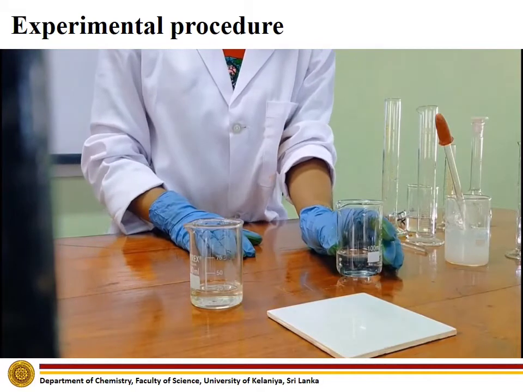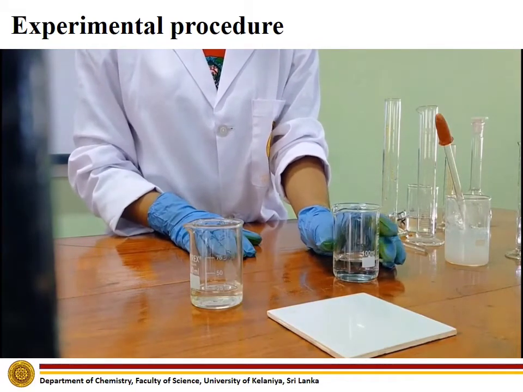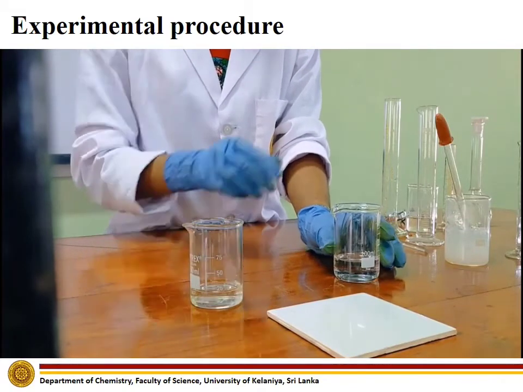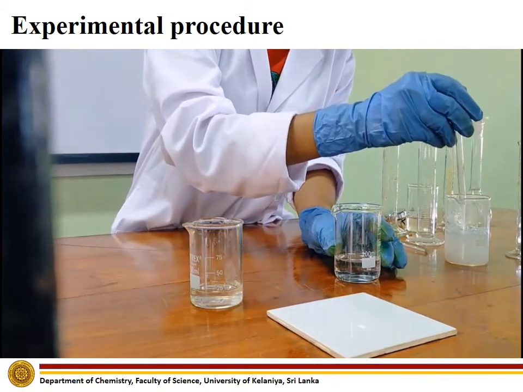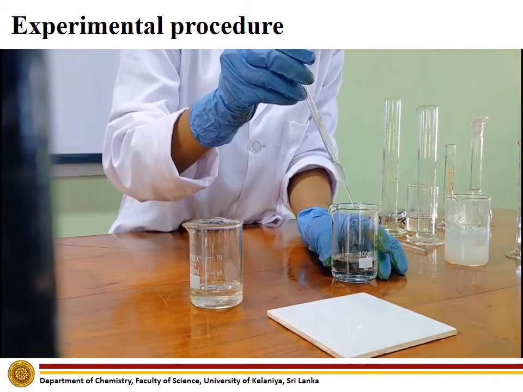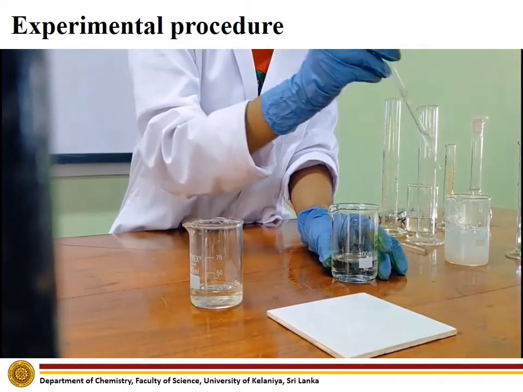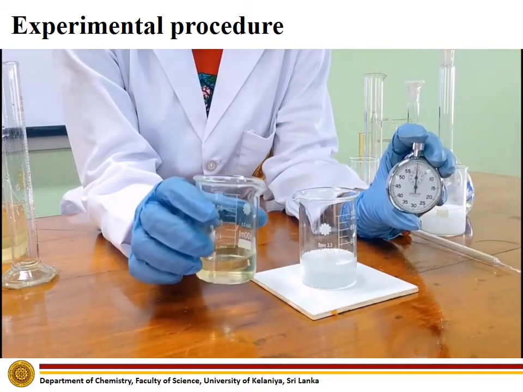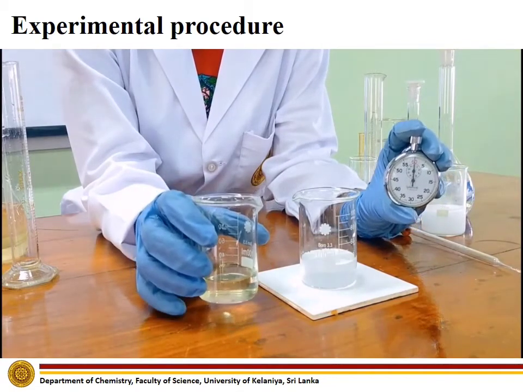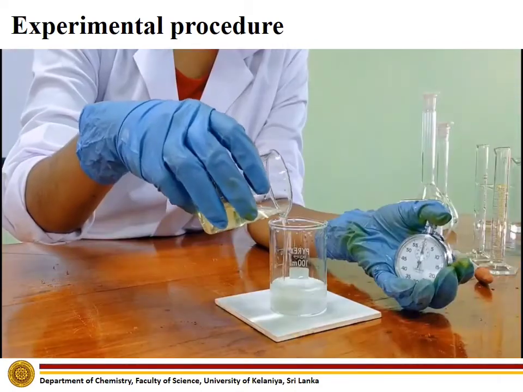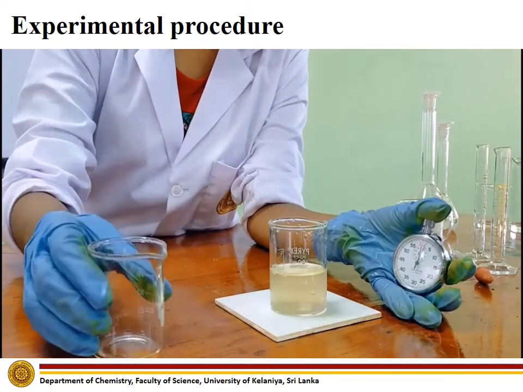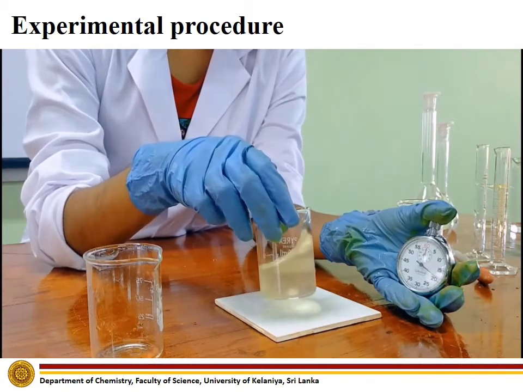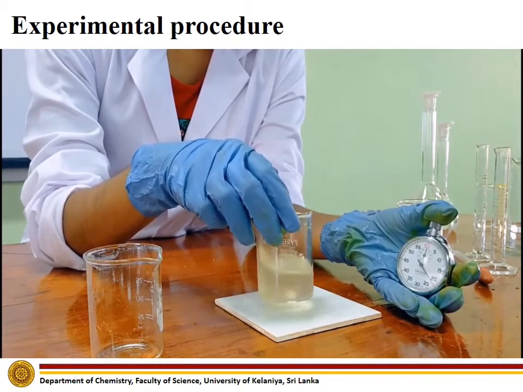Take 10 ml of potassium iodide, 15 ml of sodium thiosulfate and 5 ml of distilled water into the second beaker. Next, add a few drops of starch into the second beaker. Pour the solution in the first beaker into the second beaker and start the stopwatch immediately. Measure the time taken for the appearance of a blue color solution.